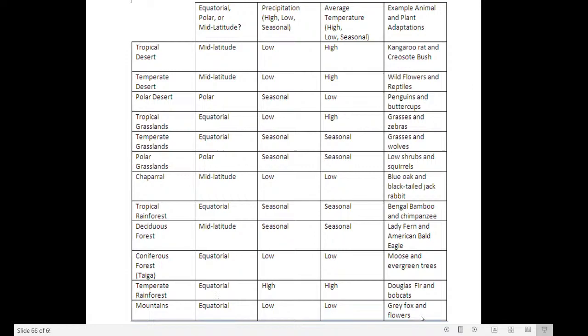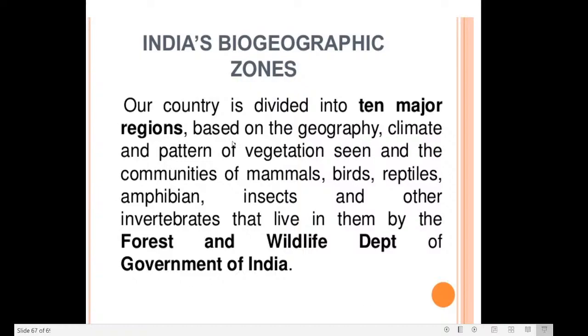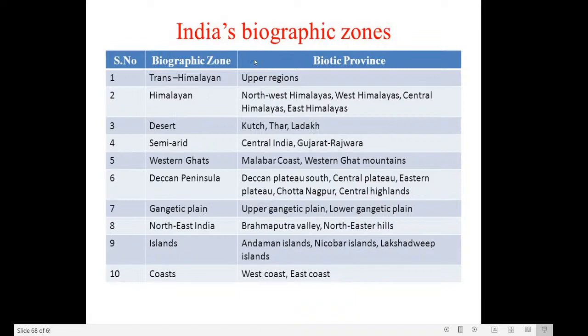In the Indian biogeography, it's the last one. India has biogeographic zones; there are 10 major biogeographic zones. It's a fixed one. This was reported by the Forest and Wildlife Department of the Government of India. Then the Trans-Himalayan, the upper region. And the Himalayas: North-West Himalayas, West Himalayas, Central Himalayas, and Eastern Himalayas.